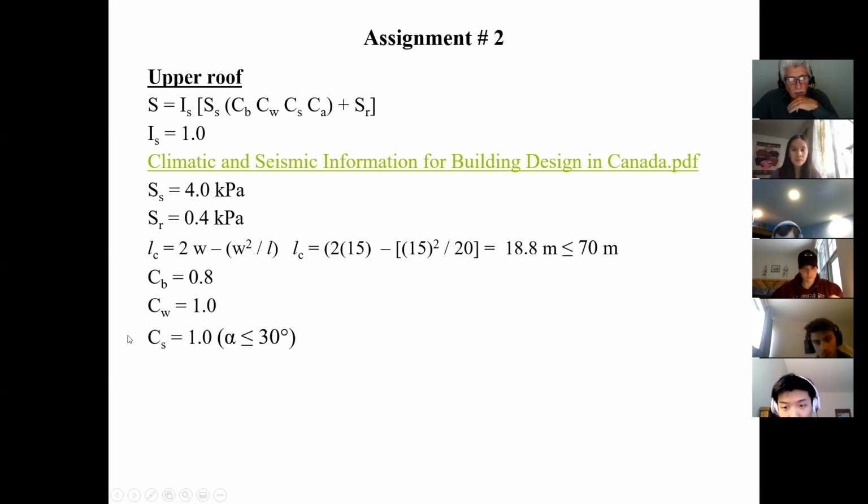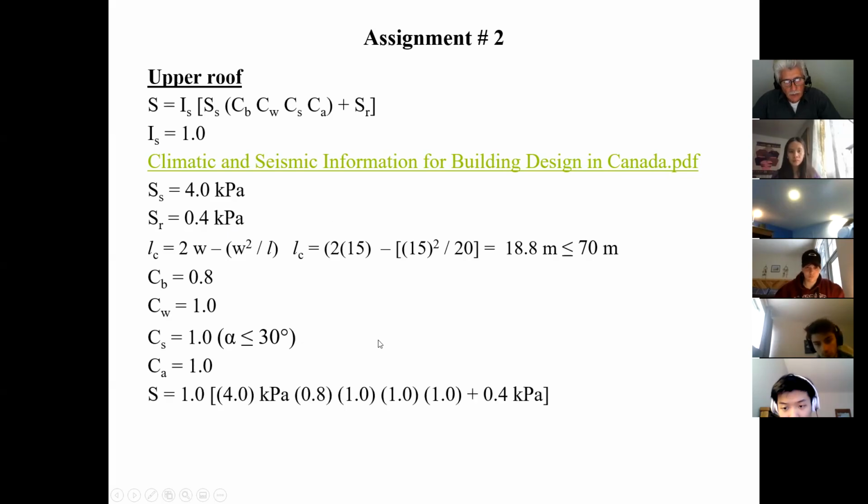And then as far as the slope factor is concerned, you've got a flat roof. A flat roof has no slope, and therefore the CS value is 1.0. And in this case, there are no obstructions on the roof that will cause the snow to take a shape other than a uniform layer, and therefore you don't have to worry about any accumulation. Therefore, the CA value is 1.0. And of course, the SR value, we got that straight from the table. And now we've got all our values, and we end up getting a snow load of 3.6 kPa.